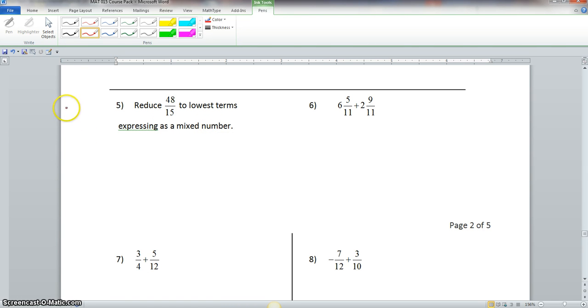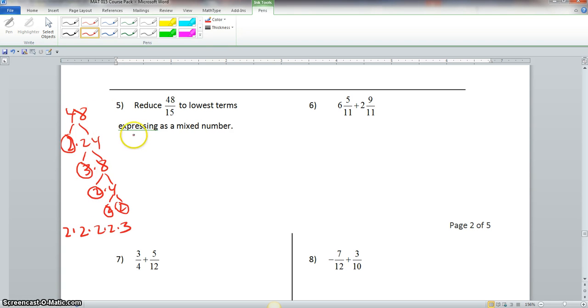So we're going to take the prime factorization of 48. So that'll be 2 times 24. And 24 we know breaks down to 3 and 8. And 8 breaks down to 2 and 4. And 4 breaks down to 2 and 2. Now all these are prime, so we have 4 2's and 1 3. Now we're going to do the prime factorization of 15. I'm going to put it here. Prime factorization of 15 is 3 and 5. Both of these are prime. So this is what we have.